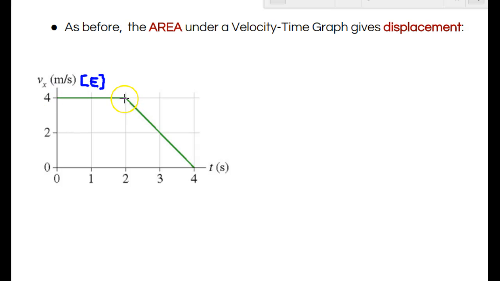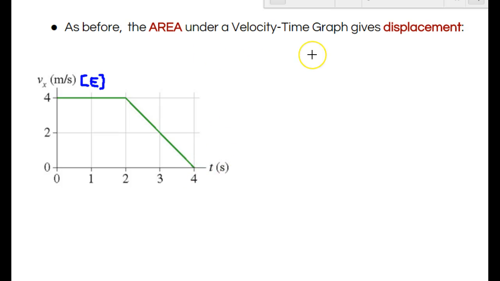Then all of a sudden we see the velocity time graph dip down. What that's indicating is that the object in motion is no longer traveling at this constant speed. It's beginning to slow down. It's reducing its speed from that 4 meters per second all the way down to 0, where it's stopping.